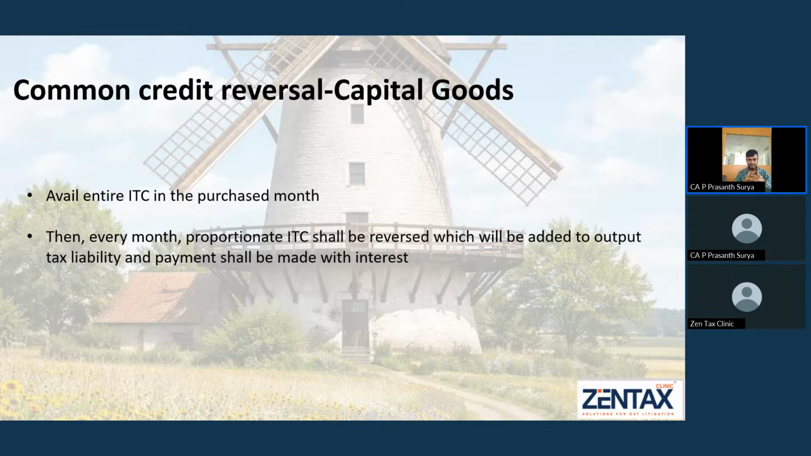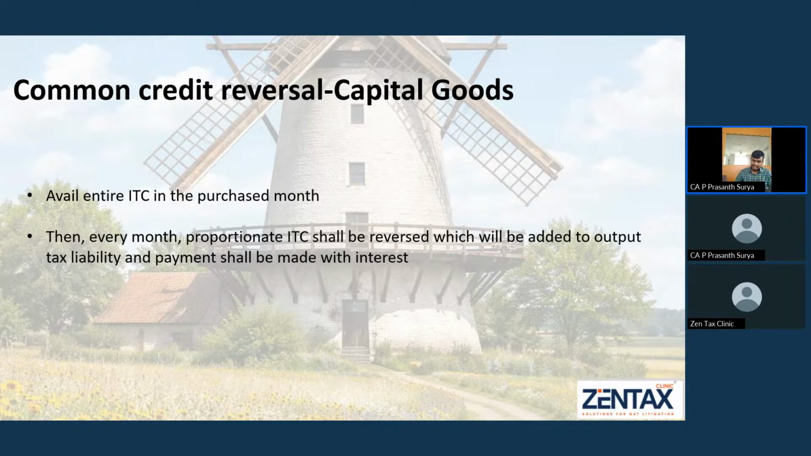For the sake of easy understanding, I will go with a very easy figure. For example, you have availed 6 lakh ITC with respect to capital goods in the December 2025 GST return. That is the total ITC available with respect to the machinery that you bought in December 2025.